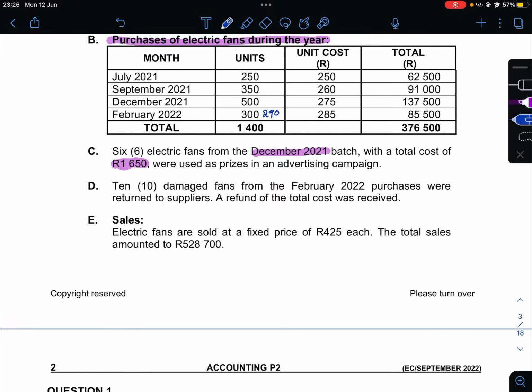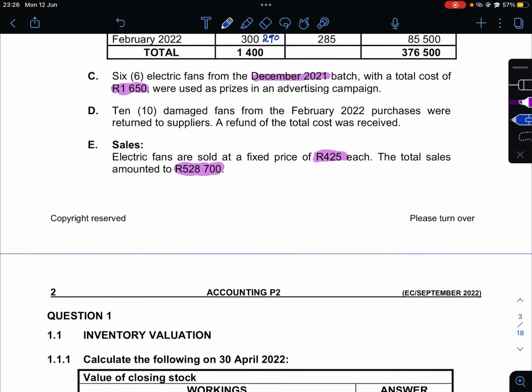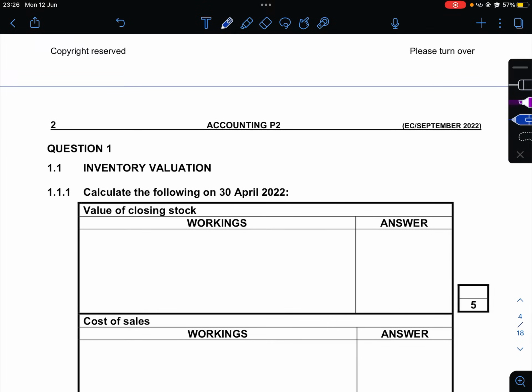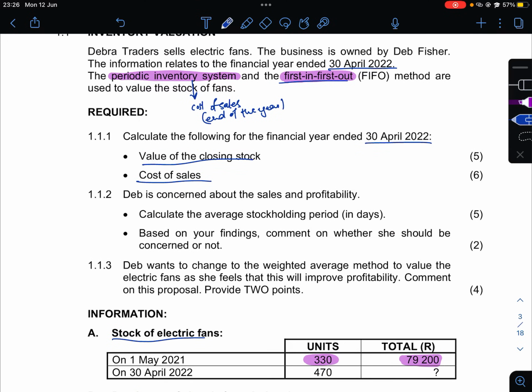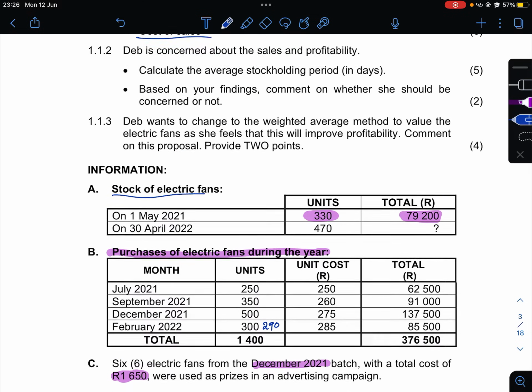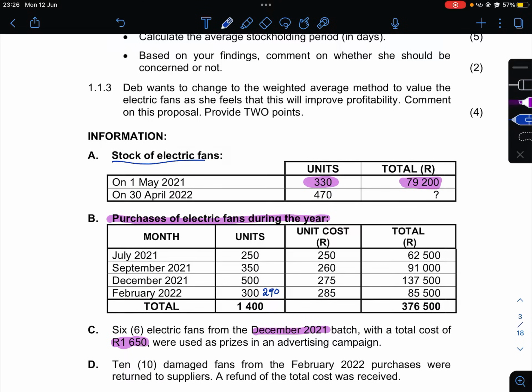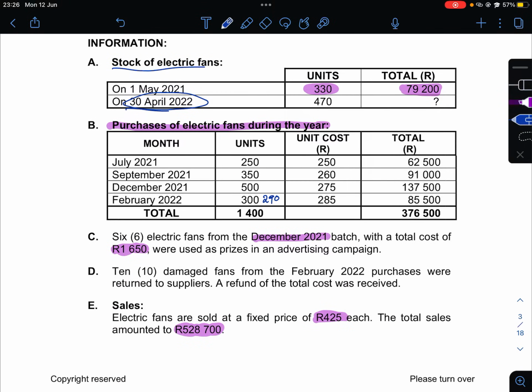And then E says electric fans are sold at a fixed price of 425 each. The total sales amounted to 528,700. Getting to our answer book, we have 1.1.1 where we calculate our value of closing stock. How do we get it? We're given the number of units at the year end date, which is 30 April 2022. We're given 470 units. How do you calculate that? Using the FIFO method.